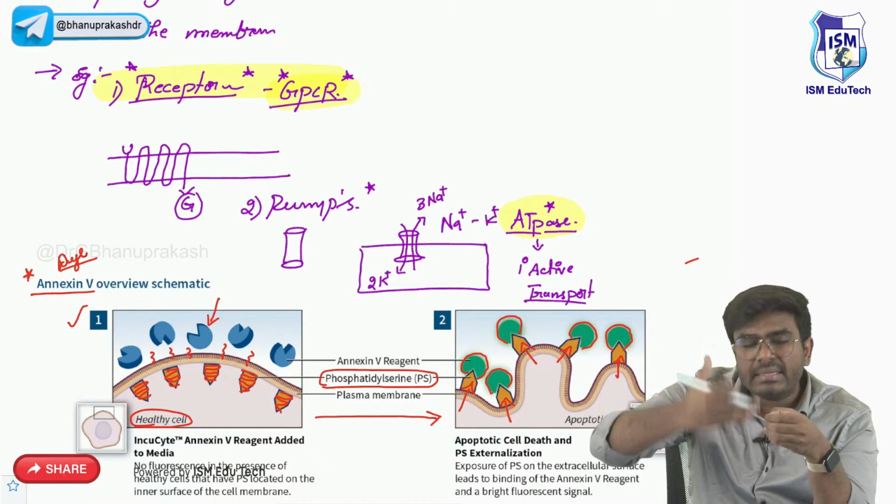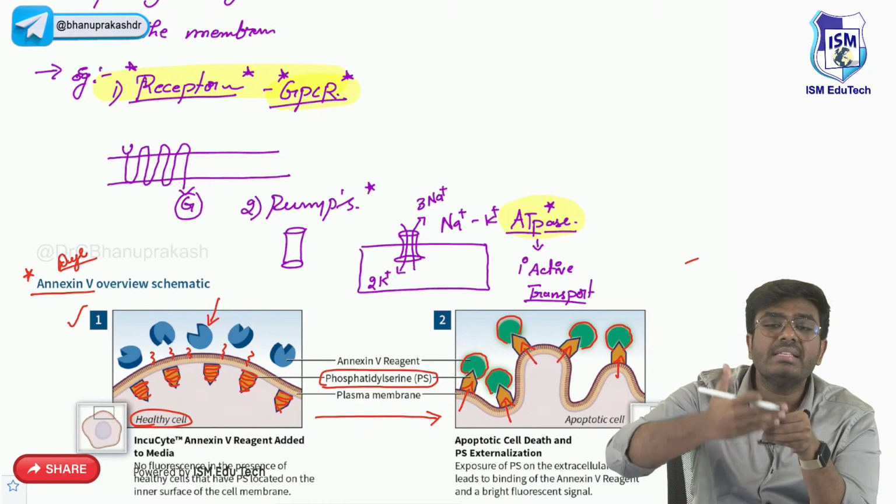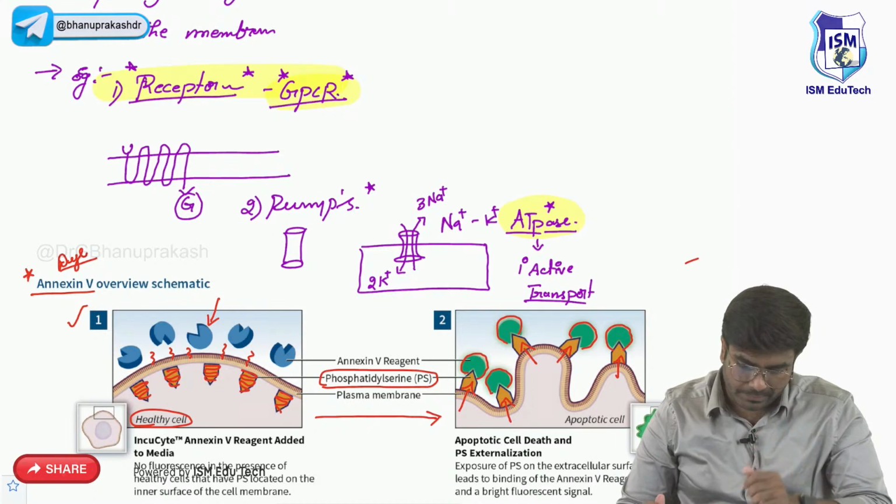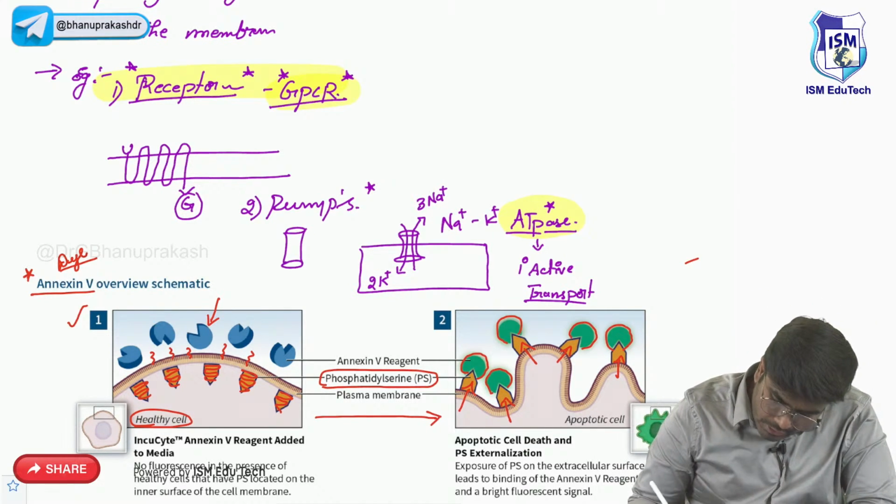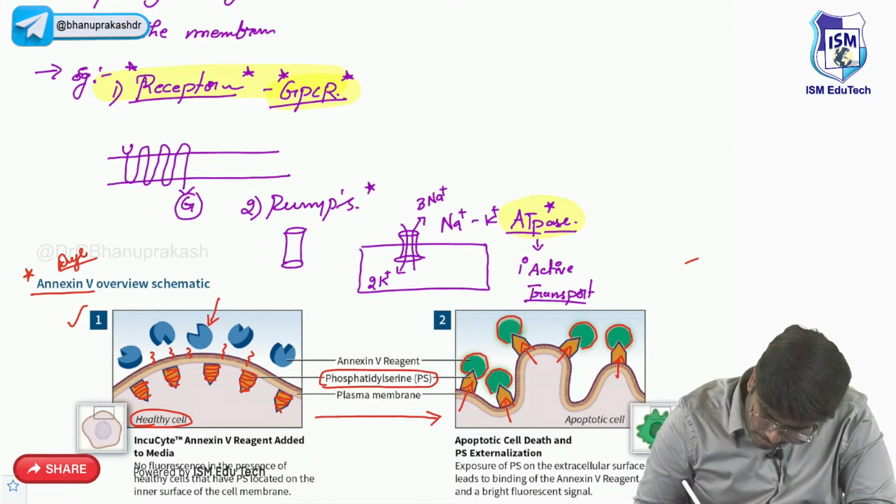They are present in the entire length of the cell membrane. Done. The second example is completed. The third example is ion channels.